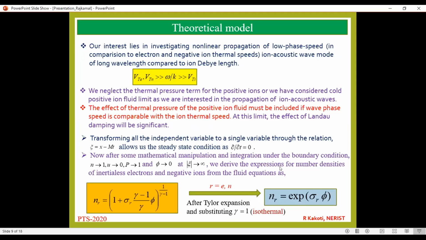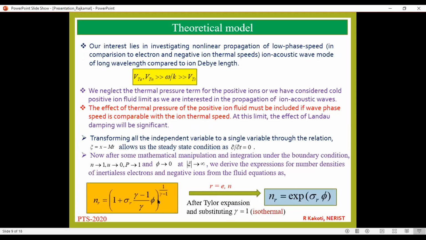Now, after some coordinate transformations and mathematical calculations, we finally arrive at these beautiful expressions for the inertialess electrons and negative ions.